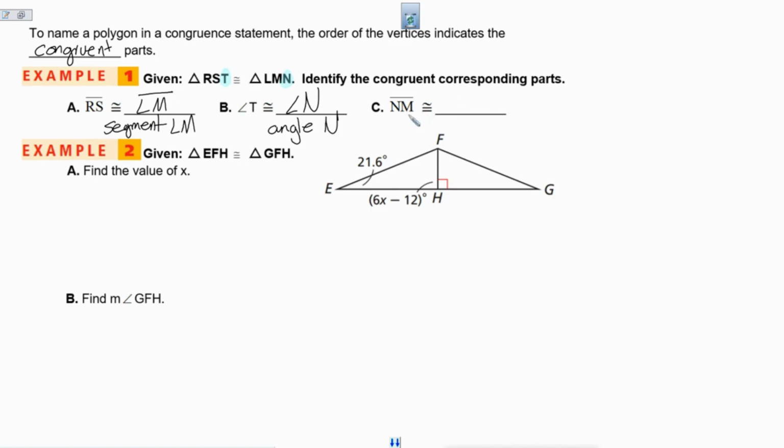Next up, we are looking at segment NM. N and M were the last two letters in the second triangle, so we want the last two letters in the first triangle. So segment NM is congruent to segment ST.